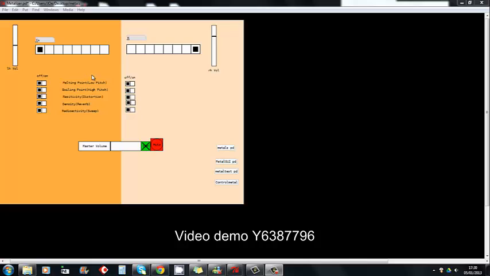I will be showing you today the general idea behind my patch, how to use it, and then how it works. Okay, so the initial idea behind this patch was to compare two different metals, mapping their attributes to sound.